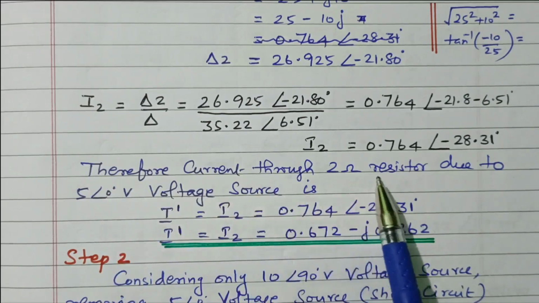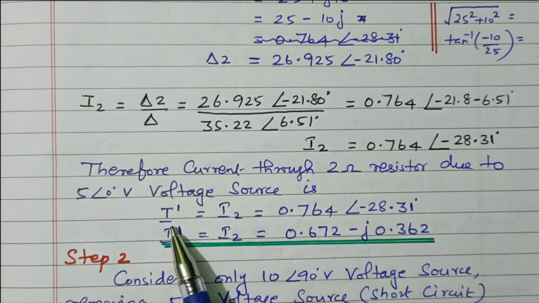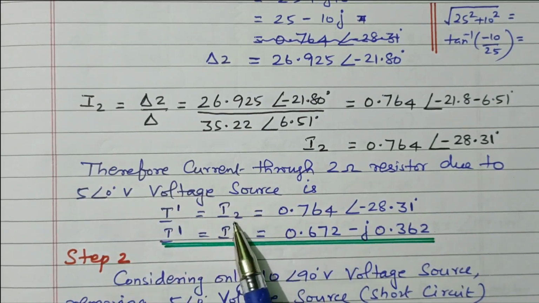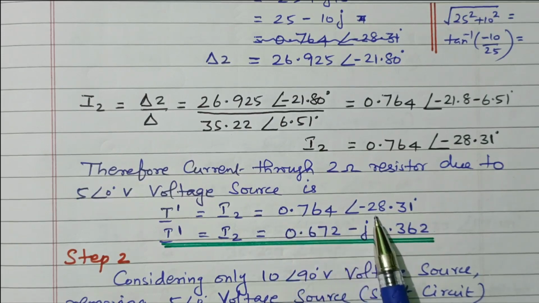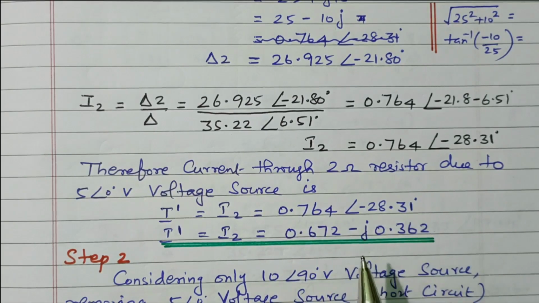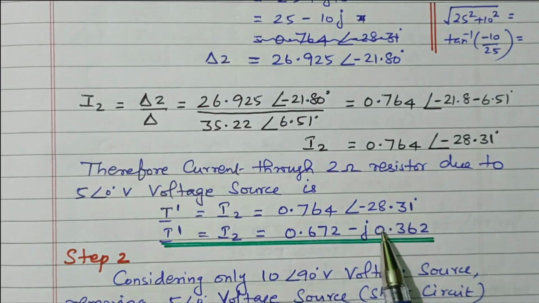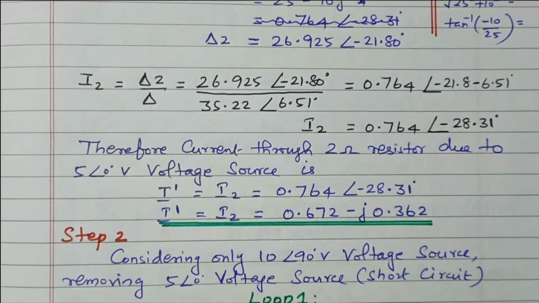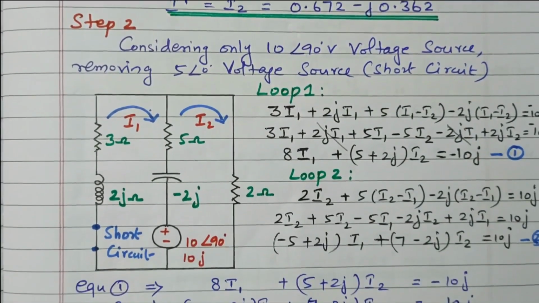Therefore, the current through the 2 ohm resistor due to the 5 volt source only is I1 dash, which is equal to I2, equal to 0.764 with an angle of minus 28.31. This can be converted into rectangular form: 0.672 minus j 0.362. Here also you can convert directly using the calculator. Now we'll go to the second step, by considering the 10 volt source.